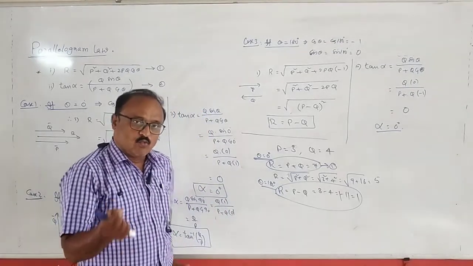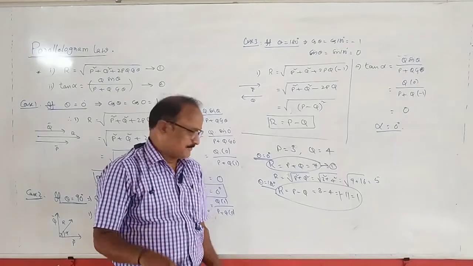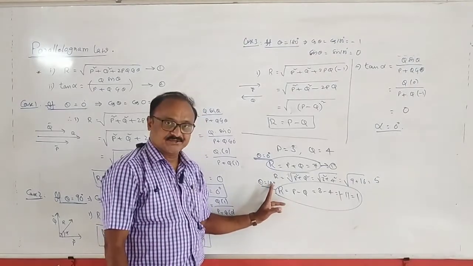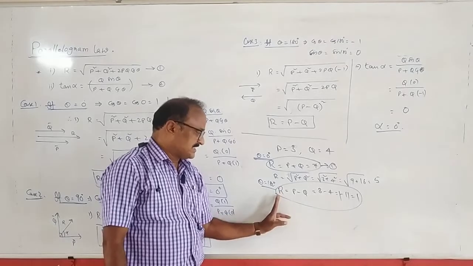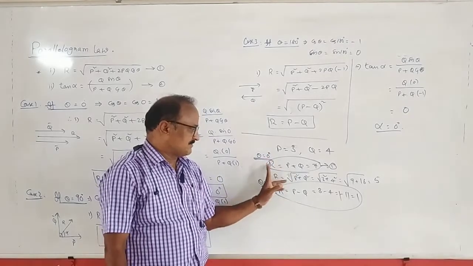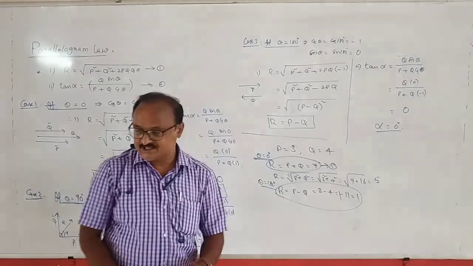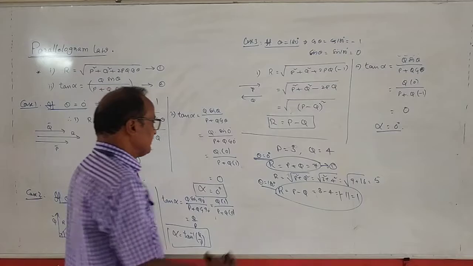And what is the condition for the resultant to be minimum? That means theta is equal to 180 degrees. Minimum resultant is equal to P minus Q. Remember these two points: maximum resultant is equal to P plus Q, and minimum resultant is equal to P minus Q. These two points are very, very important.